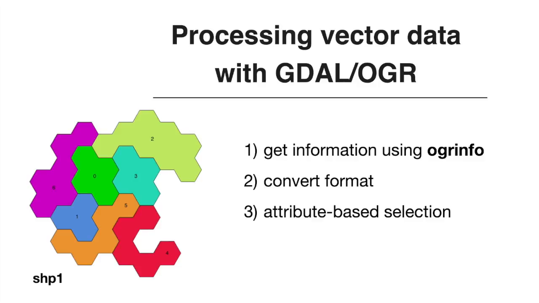First of all, we will use the function ogrinfo to get information on a vector dataset, like the projection information, its extent, or the number of features that it stores. And then we will move to the function ogr2ogr, which has a lot of potential. We can use that to convert between different vector formats. We can also use that to make an attribute-based selection to, for example, filter by feature ID.